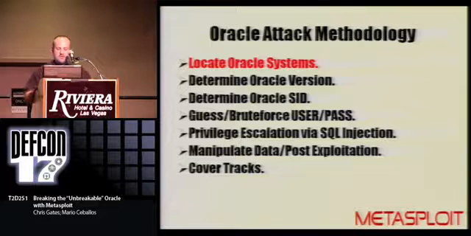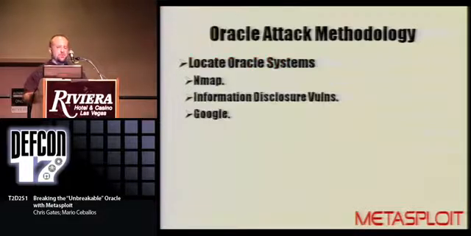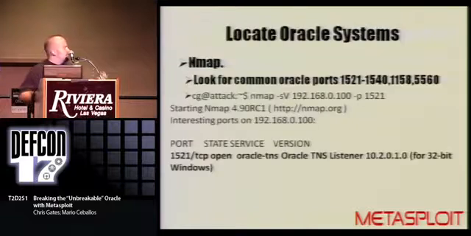So first thing, locate Oracle systems. We've got Nmap, information disclosure. Maybe as you're doing some other pen testing or web app work, you'll see some Oracle errors coming back, or you'll just stumble across it, or Google. If you're looking at an organization, you may see if they have any kind of public presence via Google. Starting with 4.9, Nmap will now return the TNS listener version, which is really handy. Up until that, it was really hard. You would just get an open Oracle port, which wouldn't tell you much about what version it was or what status it was in. So the new Nmap is really handy for that.